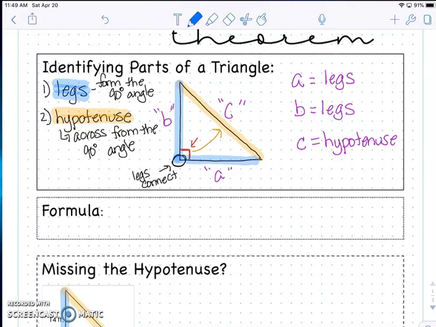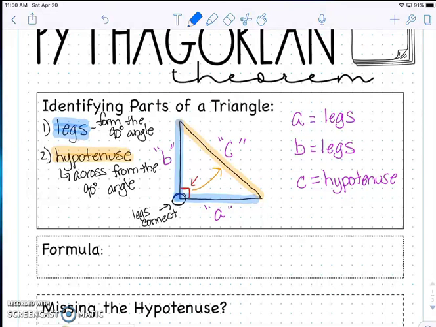All right, now that we know what the legs and the hypotenuse are of the parts of the triangle, we're going to look at how on earth we use this. So the first thing that we need is a formula that we are going to use. And I'm going to show you a little bit in class, when you're working with me in that small group, why this works.